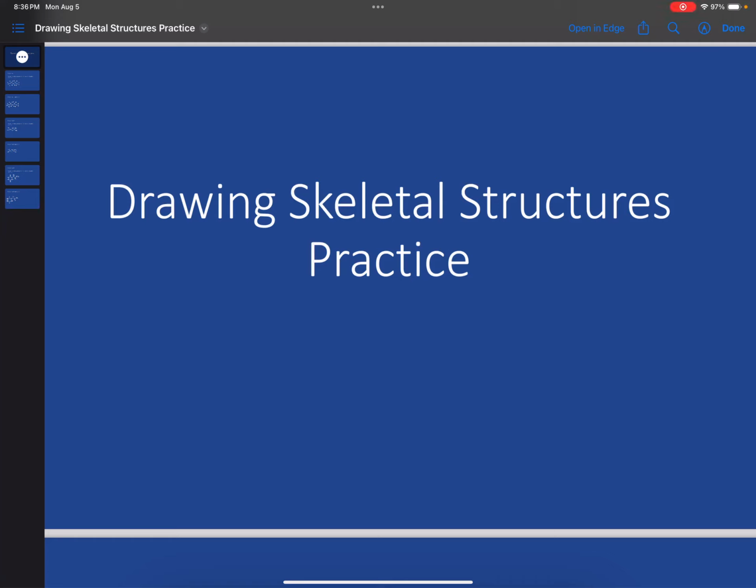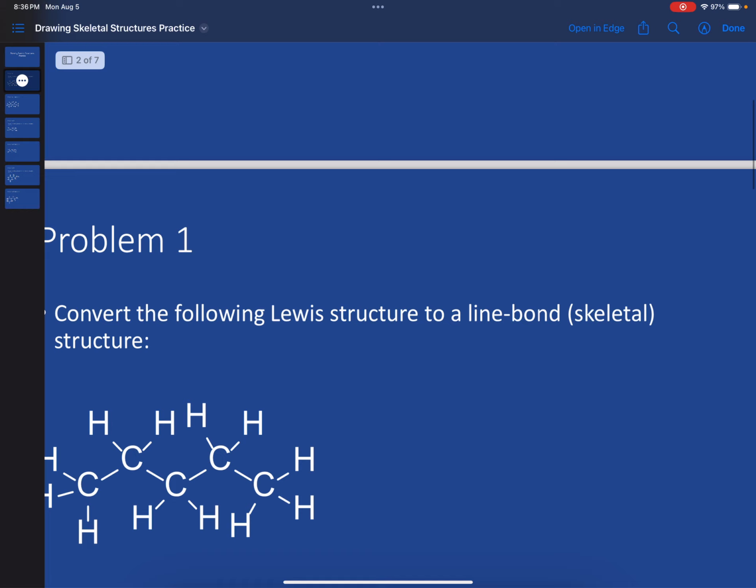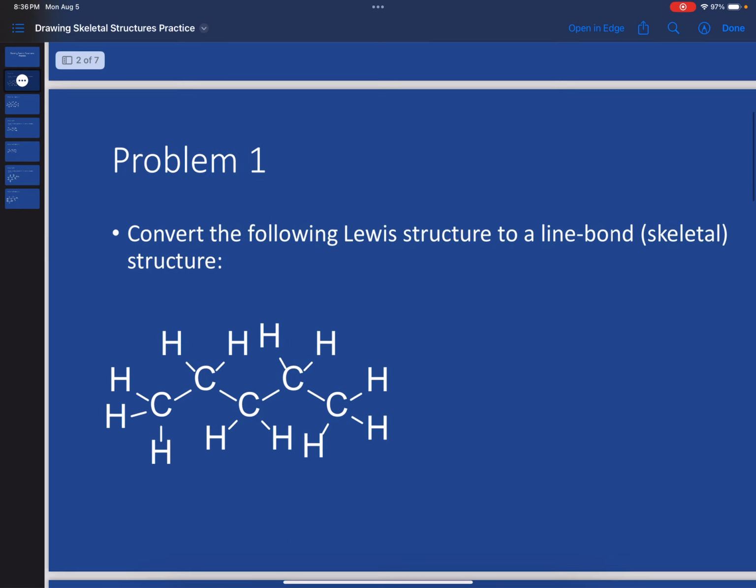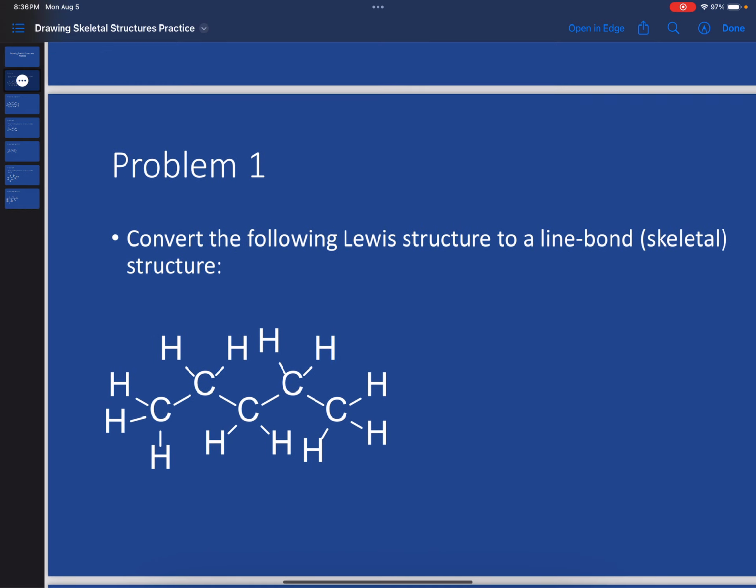Everybody. So really quick, I'm just going to go through some strategies that I use when drawing skeletal structures, especially if we're starting from a Lewis structure or an expanded compound that you might be given. So I have a few practice problems here. You are welcome to go ahead and pause the video and try to work them yourself. And then when you hit play, you can just listen along as I go through what I do.